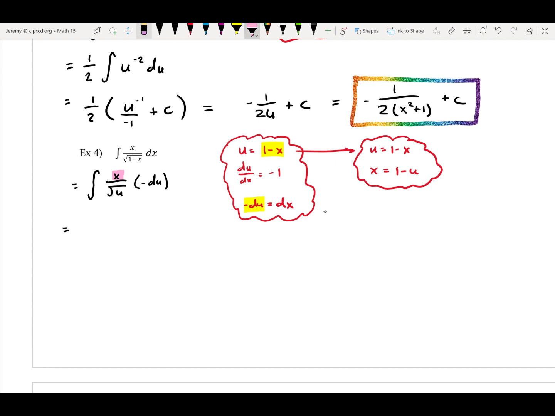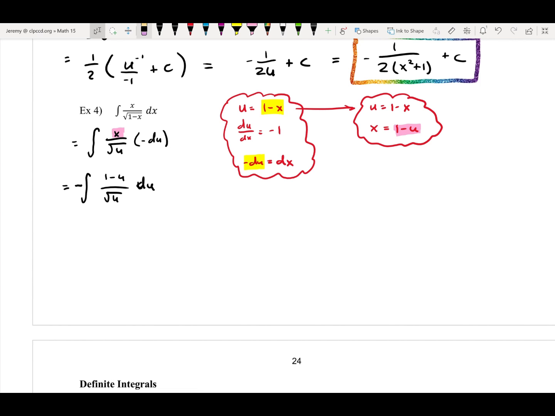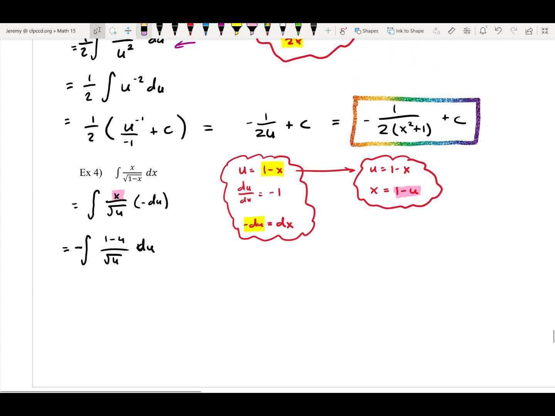So this is the substitution that I'm going to use next. This is kind of a little substitution within the substitution. I'm going to put in for x 1 minus u, and then I'll have divided by the square root of u. And negative du, maybe I'll just put the negative out in front and just have the du right here. That looks pretty nice. Okay, is this any better?